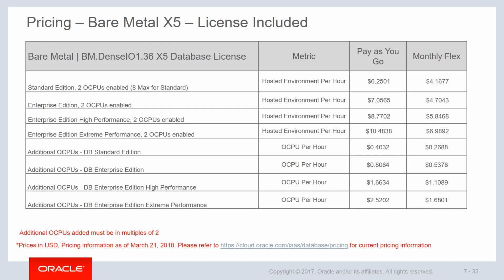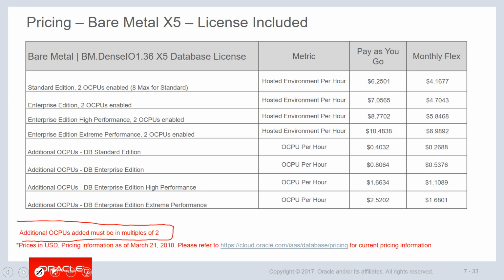So additional considerations here. This is the X5 instance where license is included, and you can again see the base cost of the instance, which includes 2 OCPUs, and then the additional OCPU cost. Just important to note that OCPUs must be added 2 at a time.